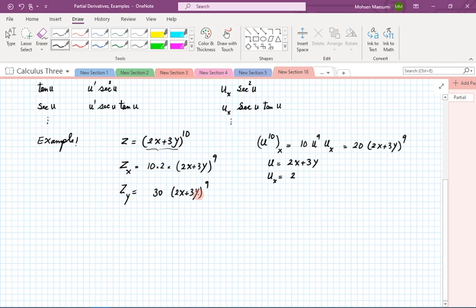Let's go ahead and do several other examples. Suppose I have example 2. Suppose I have z is equal to, say, sine of xy.